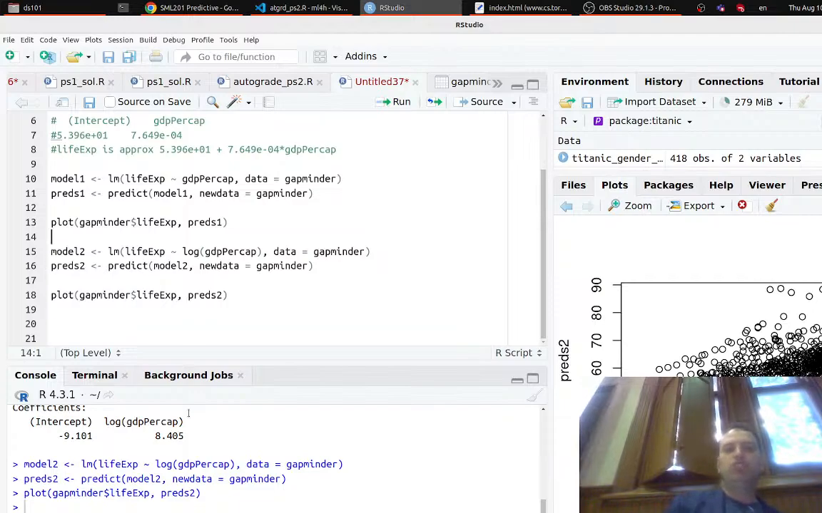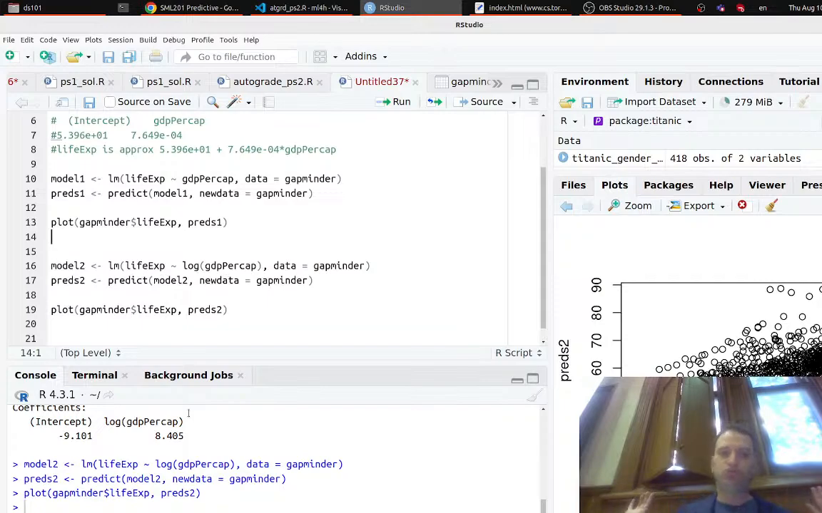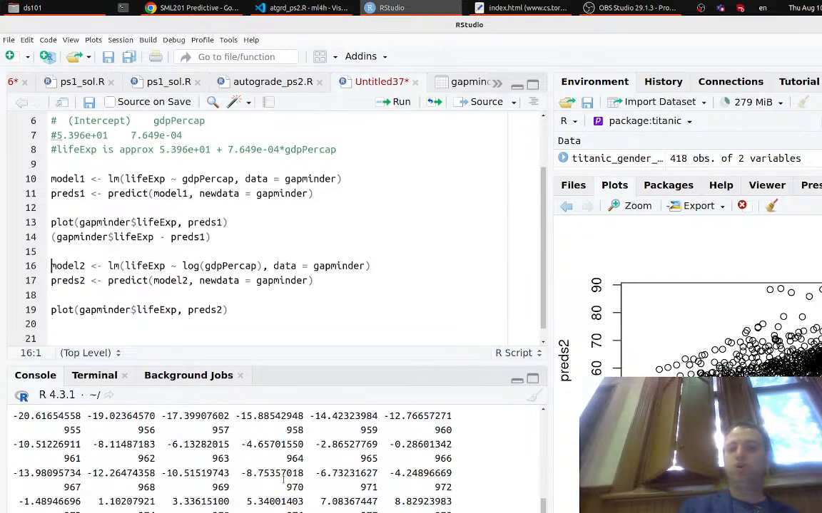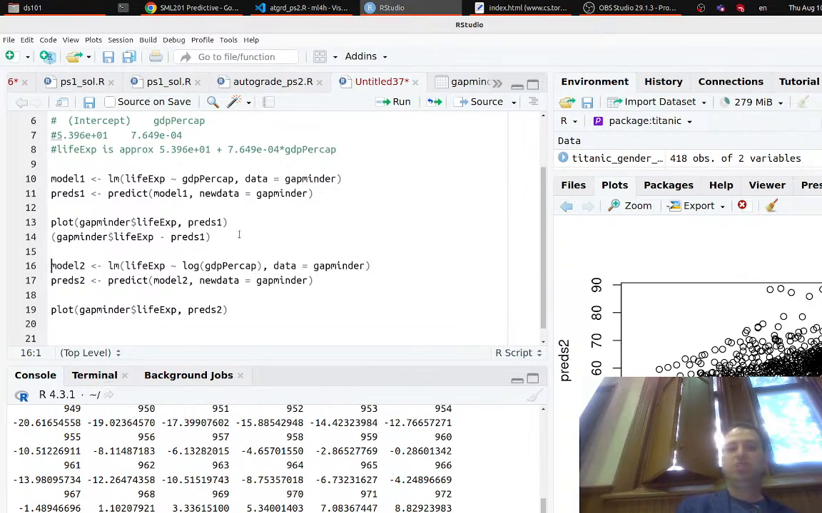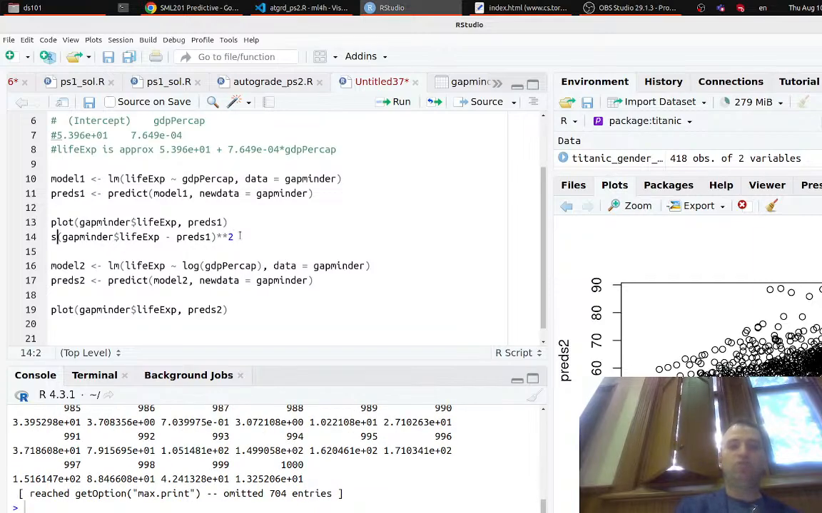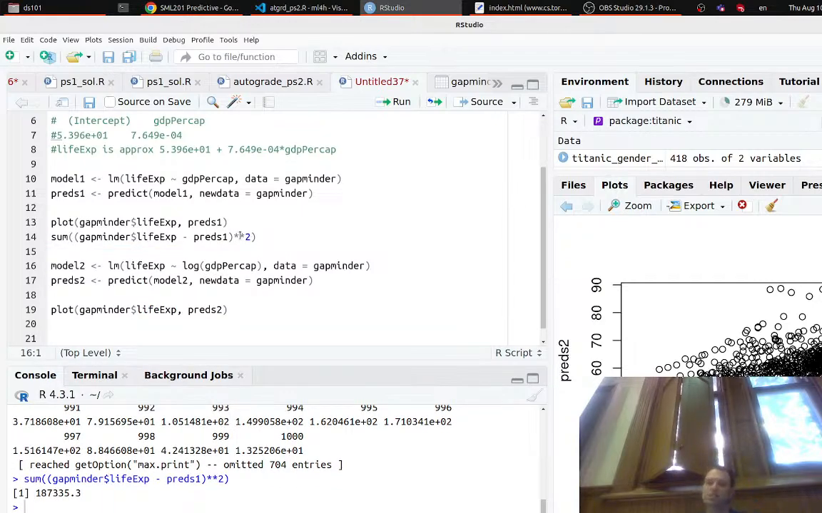So we can also just compute how well we're doing in terms of what we're trying to accomplish, which is the sum of the square differences between the actual answer and the predicted answer. So how can we do it? Well, I can say Gapminder life expectancy minus preds 1. So this is all the differences for all the entries. I can now square all of them, and I can now sum them up. So that's going to be this much.